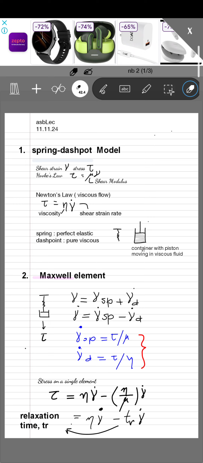So we start with the first one, that is the Maxwell's element. What we can see here is the two entities are connected in series. This is the spring, this is the dashpot, and they are subjected to a common stress. And the total strain, however, is a summation of the strain in each of the sections. However, the strain rate becomes negative in the case of the dashpot. So there is a sign change.